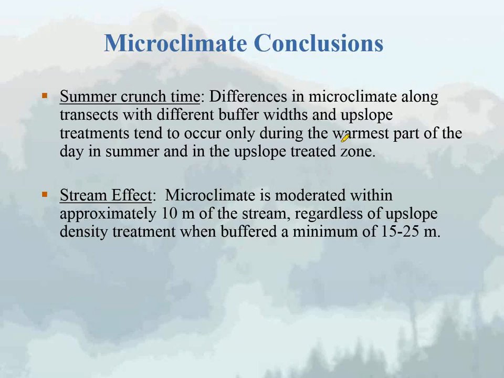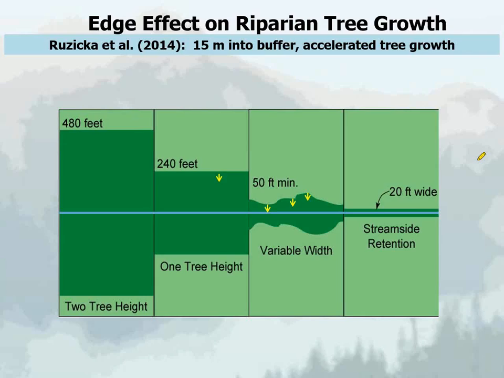So his data were from the summer crunch time, the hottest time of the year, and they're not seeing that the stream temperature is changing with the upland thinning and the different riparian buffers that we've looked at. The stream effect is something to note, that temperature differential is quite different if you're up in a forest than if you're near a stream, and so the stream effect is radiating out from the stream. The stream effect goes about 10 to 15 meters from the stream.